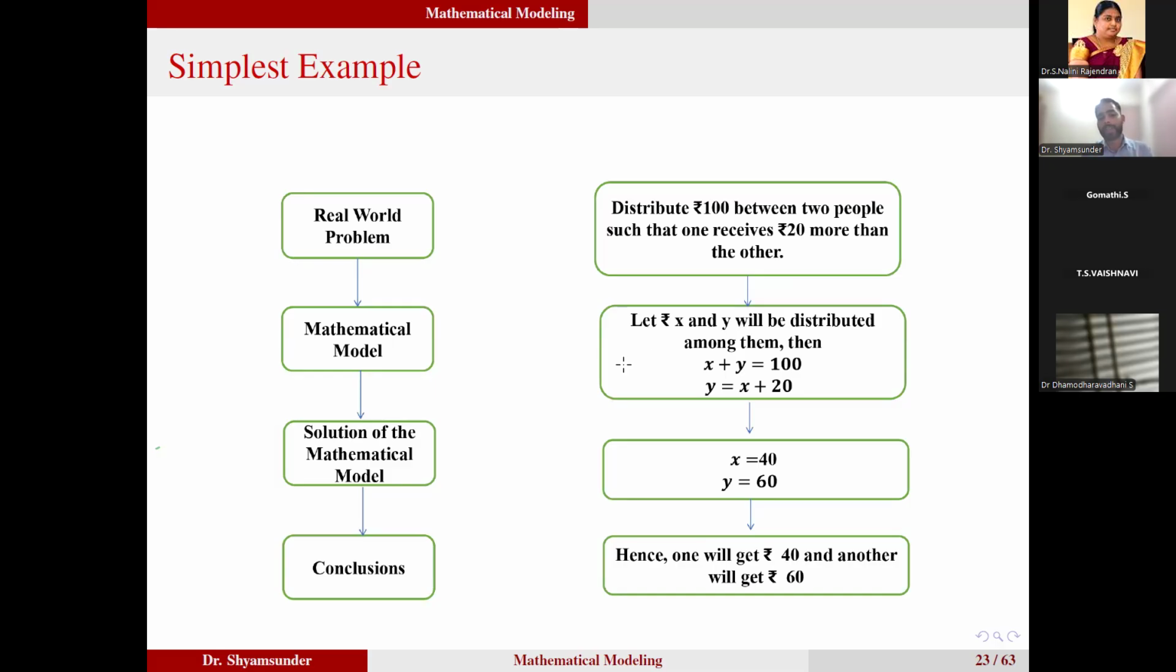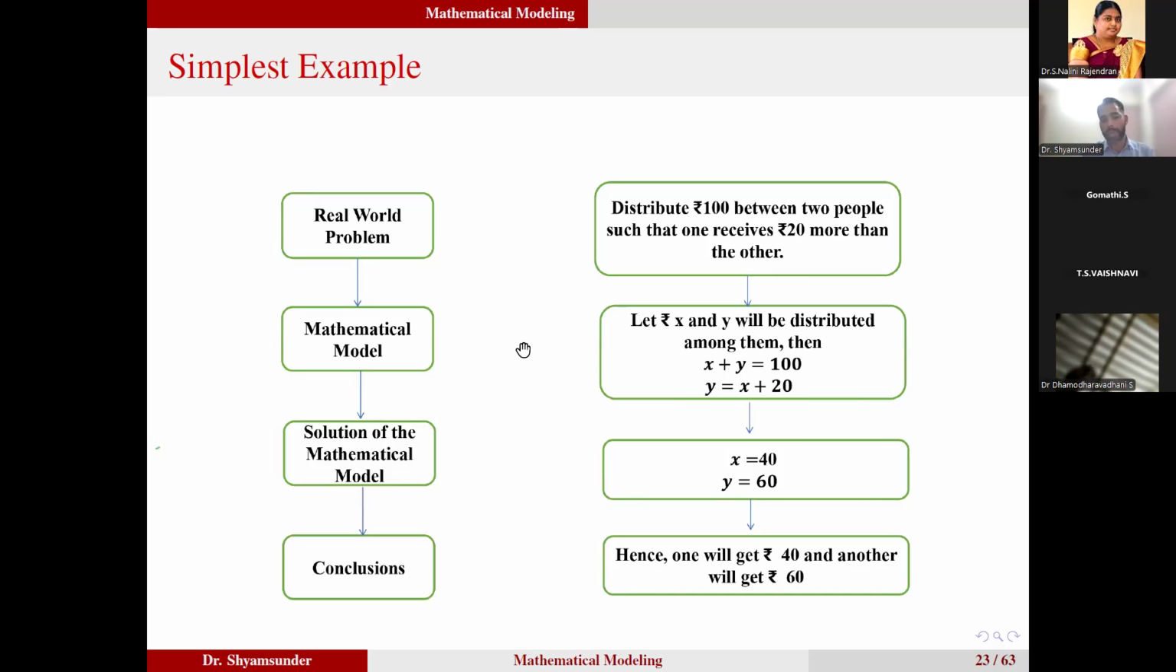Let's suppose two people, x and y, or two objects, among whom this amount of 100 rupees is divided. Then x plus y is 100, the total amount divided between two people, the first being x and the second y. The second statement: one receives 20 rupees more than the other. Suppose y receives 20 rupees more than x. Then we easily solve this problem: x equals 40 and y equals 60. This is known as the mathematical solution.